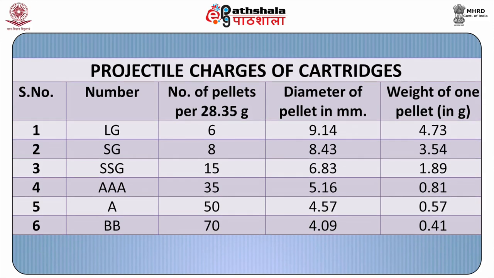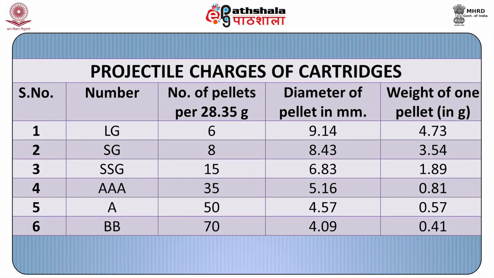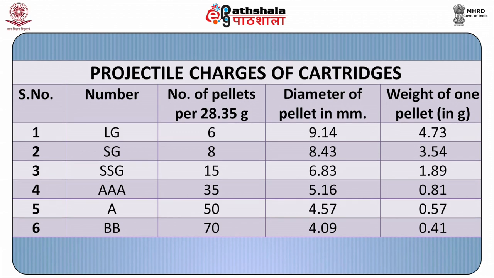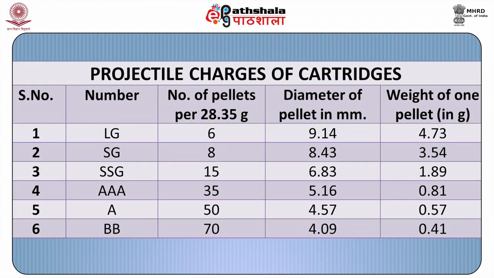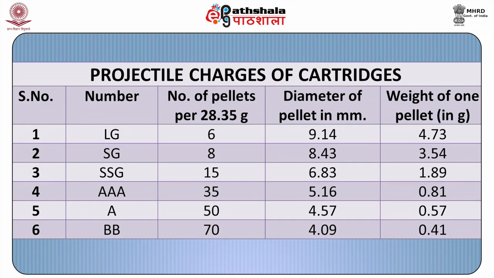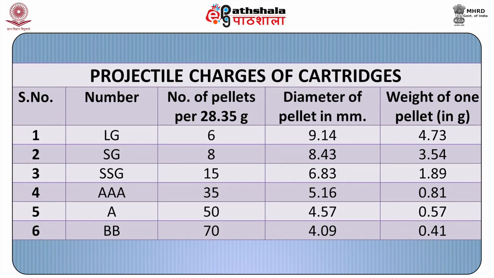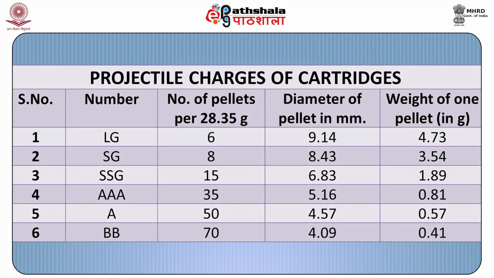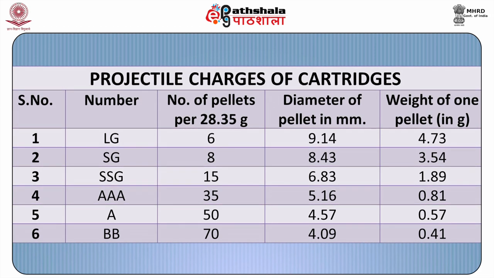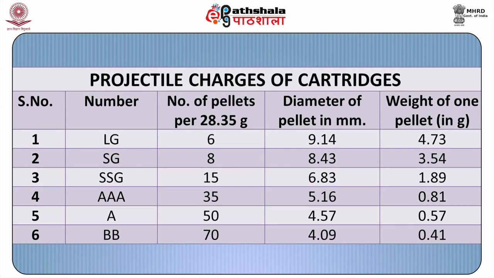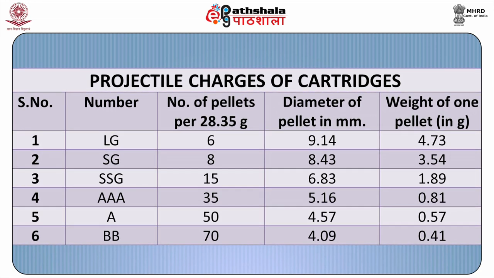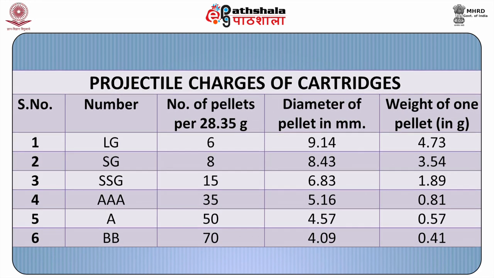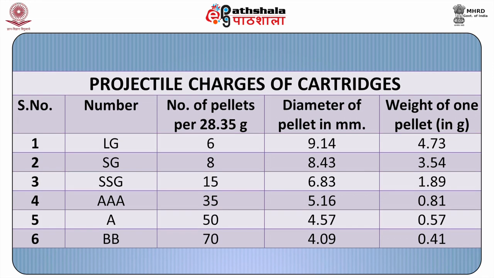LG has number of pellets 6, diameter of pellet 9.14 mm, weight of one pellet 4.73 grams. Similarly, SG has number of pellets 8, diameter 8.43 mm and weight of one pellet 3.54. SSG has number of pellets 15, diameter 6.83 and weight 1.89. AAA has number of pellets 35, diameter 5.16 mm and weight of one pellet 0.81.